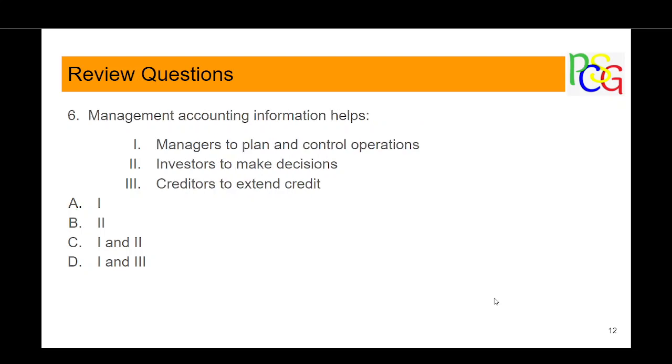And the last question I have here is that management accounting information helps 1, managers to plan and control operations, 2, investors to make decisions, 3, creditors to extend credit. Once again, we have to look at which type of users of accounting information use management accounting. So it cannot be 3 because creditors, as we said before, are external, and so are investors. So it would have to be 1 only. So the answer is A. It helps managers to plan and control operations. Okay, so that is the end of the lesson.